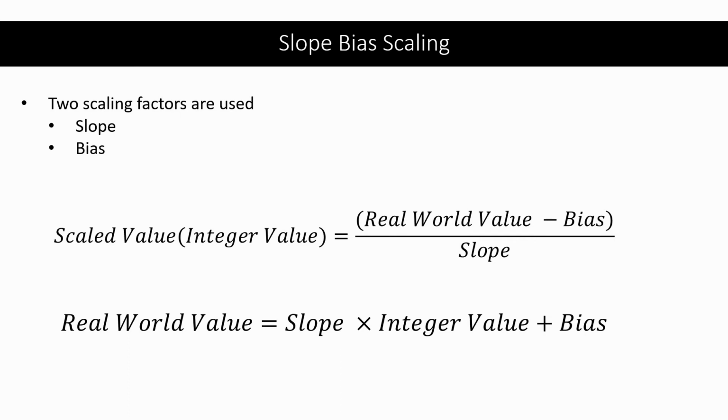In slope bias scaling, there are two scaling factors. One is slope and another is bias. So the scaled integer value is represented as (real world value minus bias) divided by slope. And while rescaling, we can compute back to the real world value using the formula: slope multiplied by integer value plus bias.